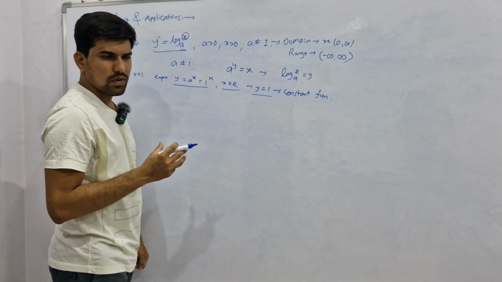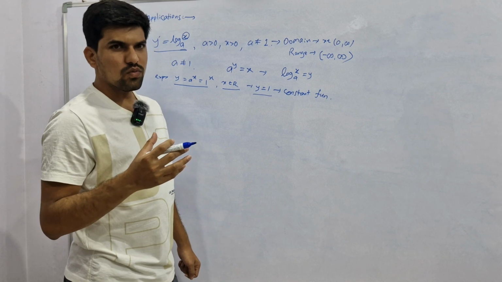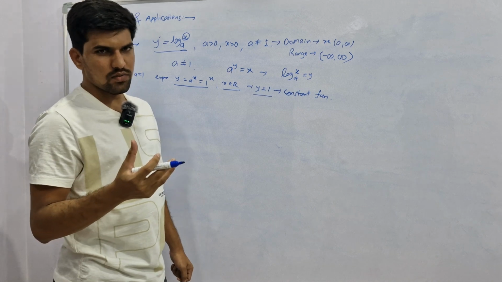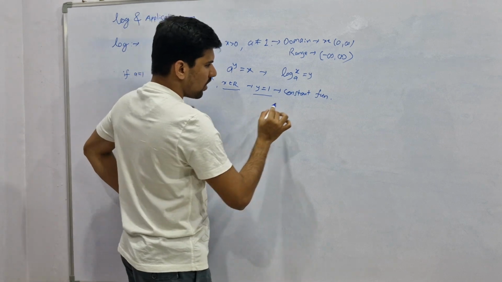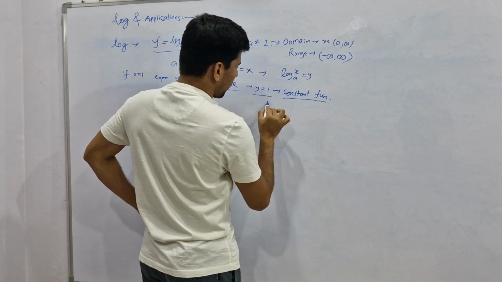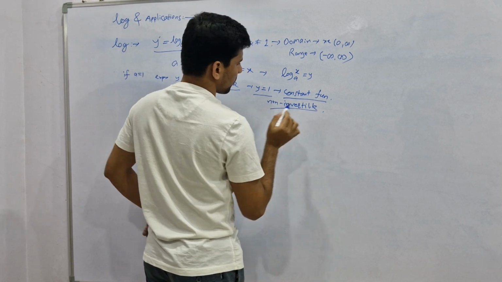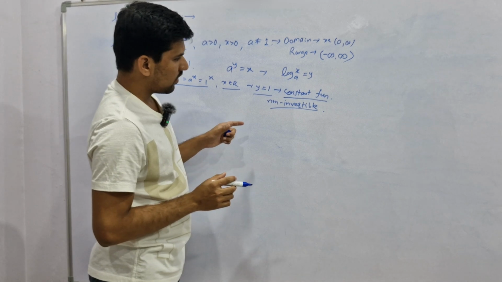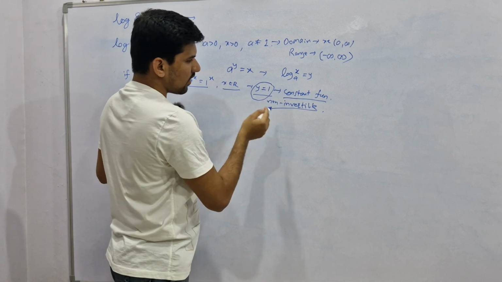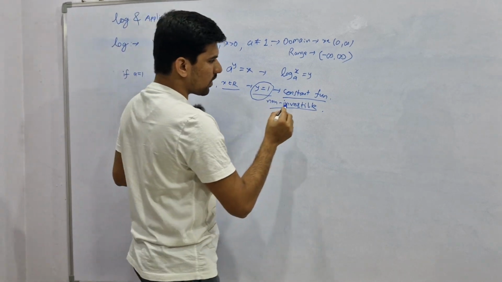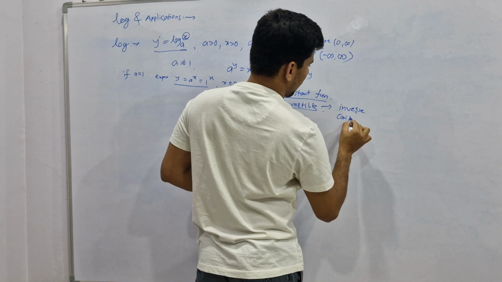What is invertible and non-invertible? You will know about invertible and non-invertible in upcoming classes when we learn the function chapter. So just remember that y is equal to 1 is a constant function and it is non-invertible. Non-invertible means this function y is equal to 1 doesn't have an inverse. Non-invertible means the inverse can't exist.